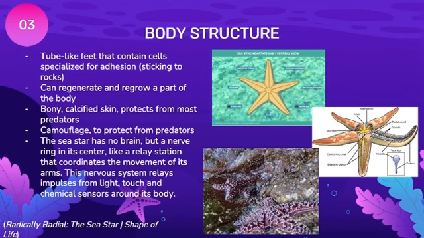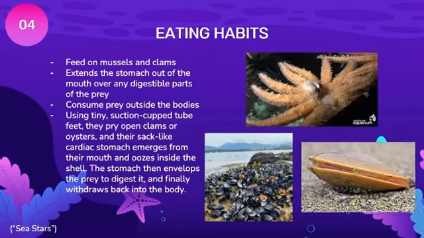These sea stars also surprisingly do not contain a brain, but instead have a nerve ring around the center of the creature. This nerve ring acts as a station which coordinates the movement of these creatures. This crazy nervous system takes impulses from the light, touch, and chemical sensors around the body to protect themselves from predators. Next will be eating habits.